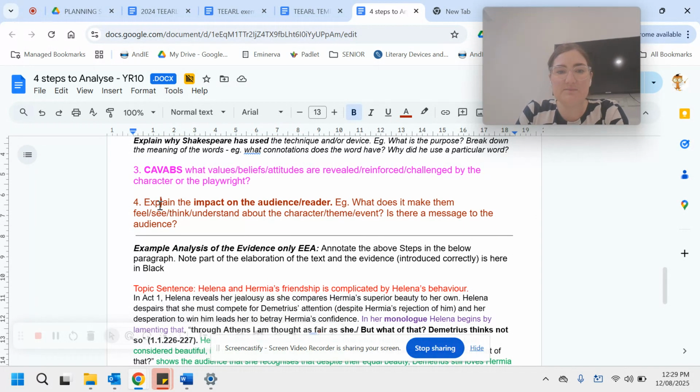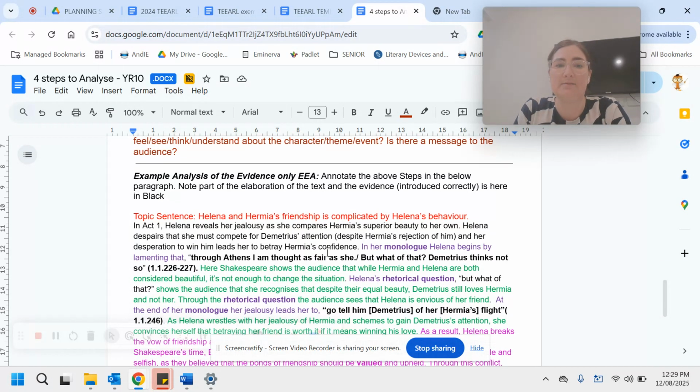You have to explain the impact on the audience or the reader. So how does it position them? What does it make them feel, see, think, or understand about a particular character or the way they've been constructed, or a theme or an event? Is there a message to the audience? How are you being positioned or set up to understand something?